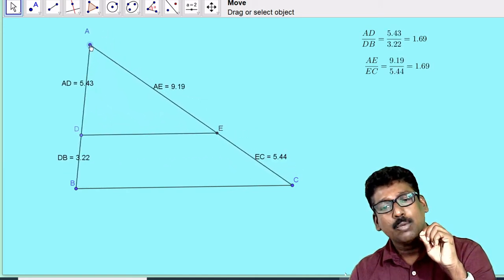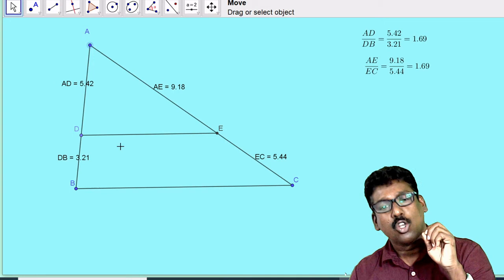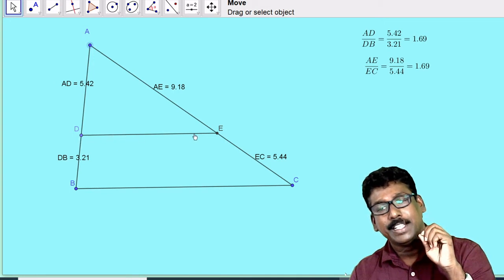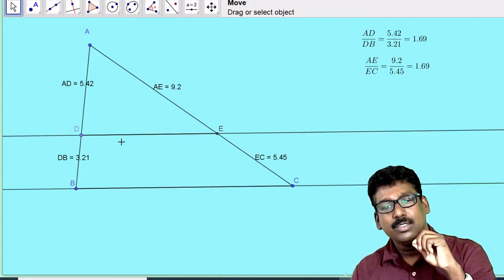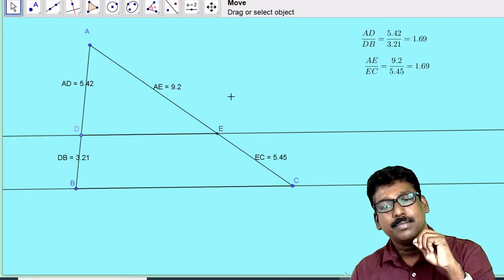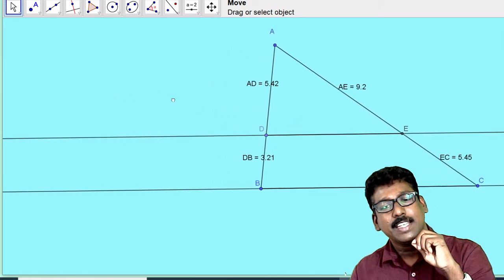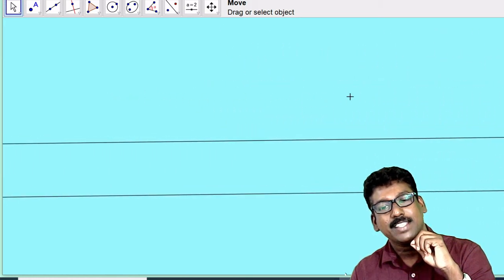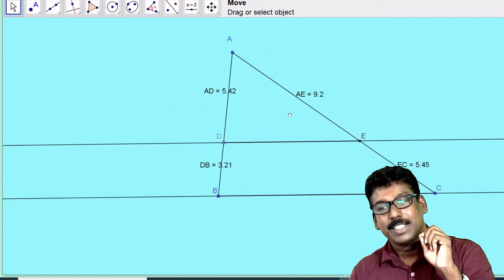Now what about this line DE and BC? Let me draw a line through D and E and B and C. Here you have a line through D and E and B and C. Now what about those lines? Here you can see that the lines are not intersecting. That means these lines are parallel to each other.